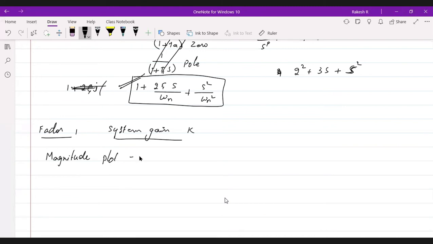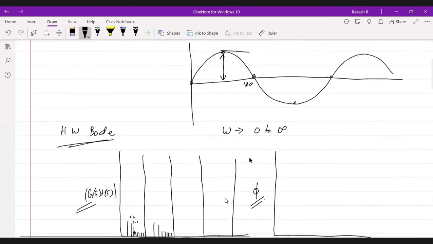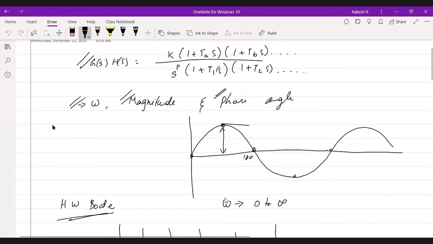So to find out the magnitude, for the given question g of s into h of s, we are considering only one factor, that is k, right? Whenever you want to plot the magnitude, you need to take the complete equation, that is g of s into h of s, equals 20 log of g of s into h of s.